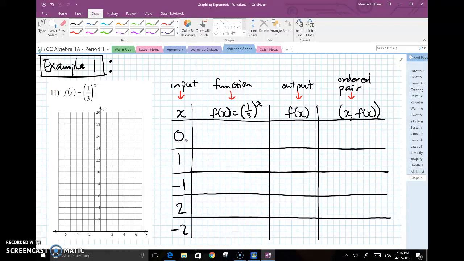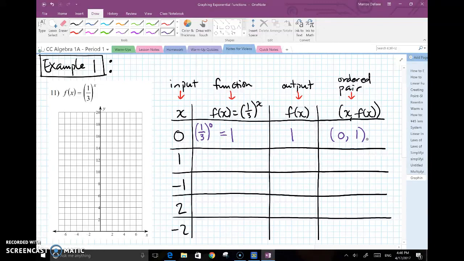So if our input is 0, all you have to do is plug that in to our function, and what you get is 1/3 to the power of 0. As you may remember, anything to the power of 0 is just a 1, so our output is a 1. Our output goes here, which then creates an ordered pair of input, comma, output. Okay, that's my first point.